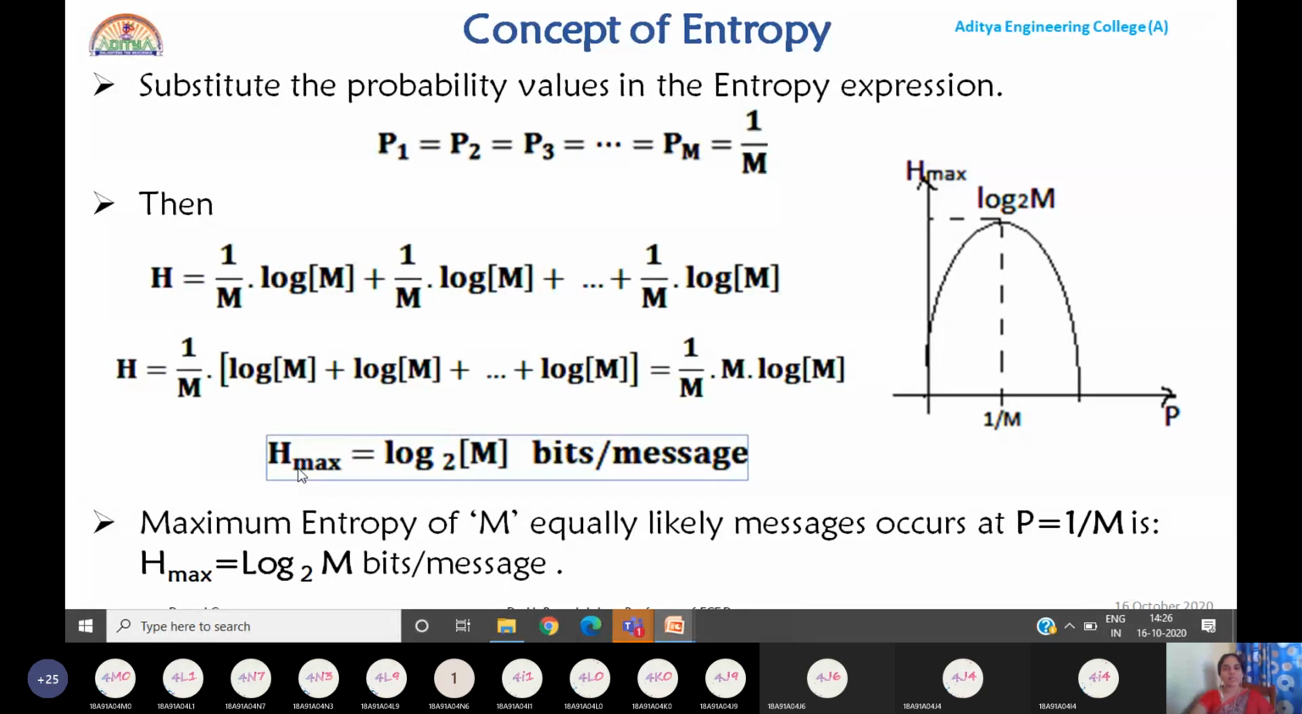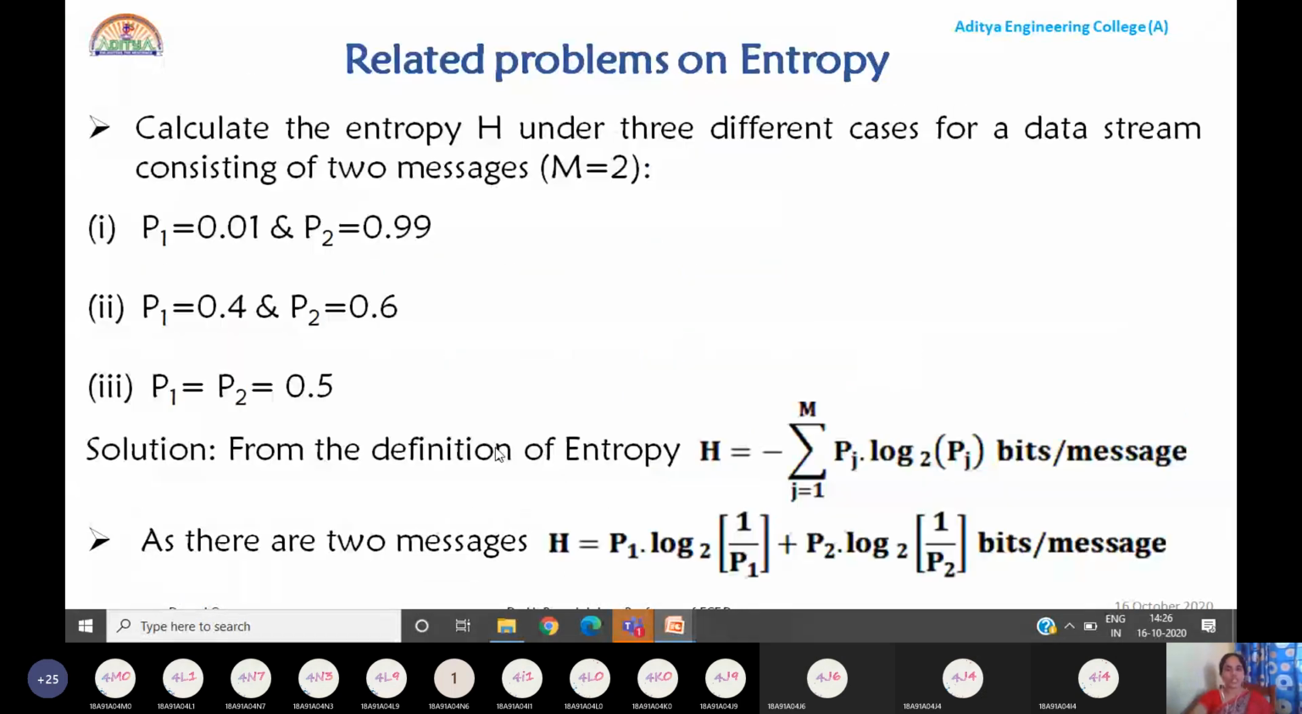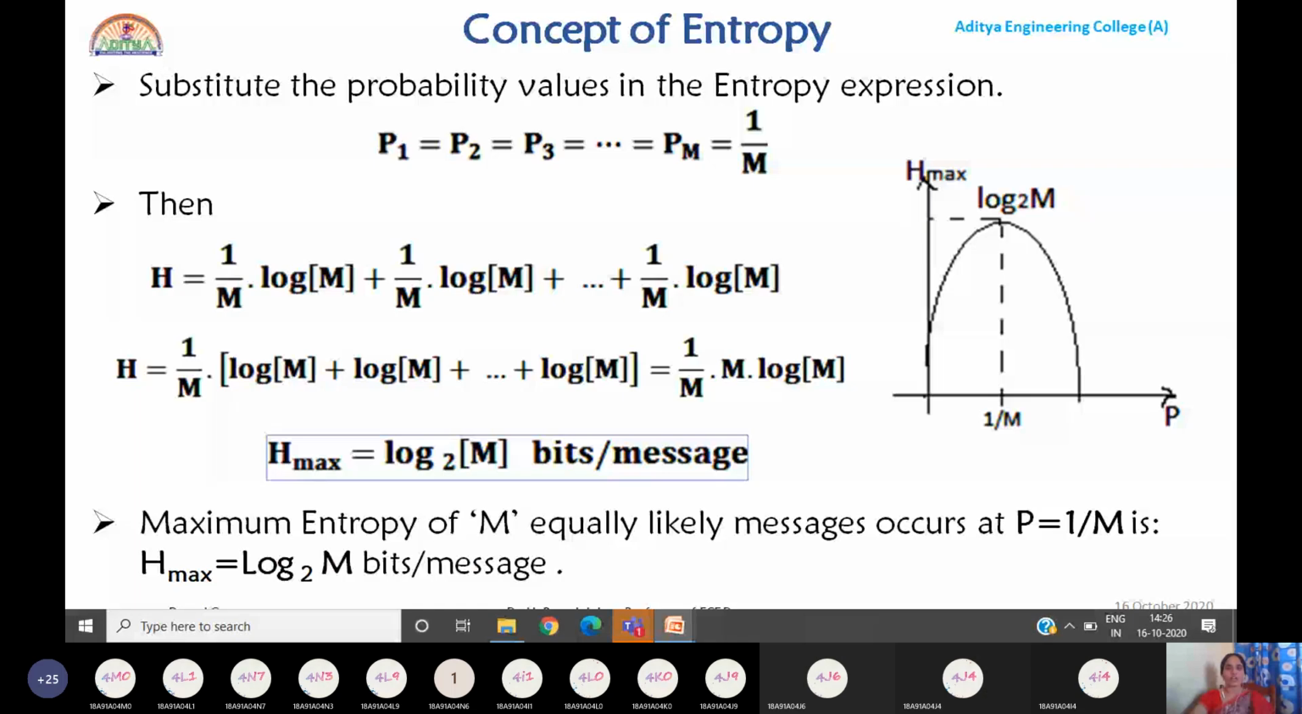But what is the maximum entropy for two equally likely messages? You can keep the m value as 2 here. Just replace m as 2. Then you will get log 2 base 2, that is nothing but log 2 by log 2. So it will be 1. So the maximum entropy of m equally likely messages occurs at p equal to 1 by m.